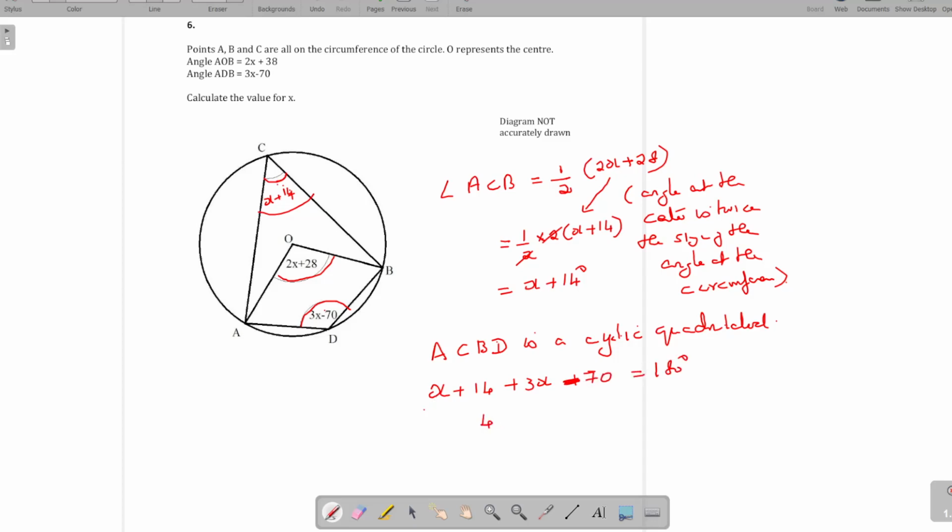So that's 4x minus 56 is 180. So 4x is, bring the 56 to the other side, 180 plus 56, that will be 236. Therefore, x is 236 divided by 4, which is 59. That's the end.